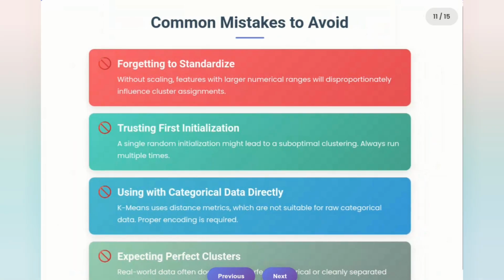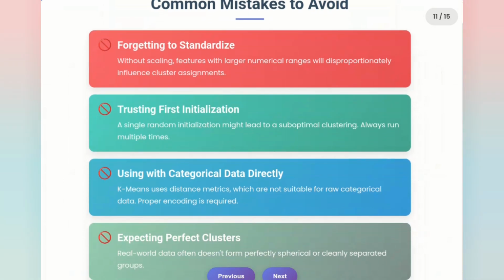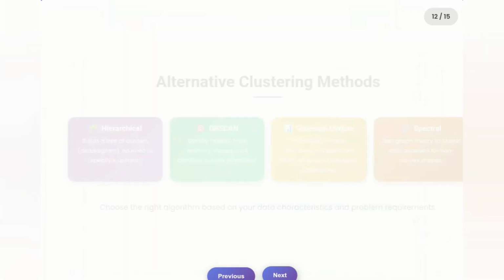Let me save you some frustration by highlighting common mistakes. Don't forget to standardize your data. One large-scale feature will dominate the distance calculations. Don't blindly trust the first result. Run multiple iterations and pick the best one. Don't use K-means on categorical data without proper encoding. And don't expect perfect clusters if your data doesn't naturally form spherical groups.